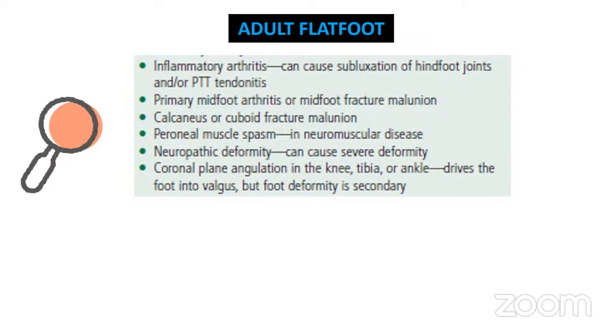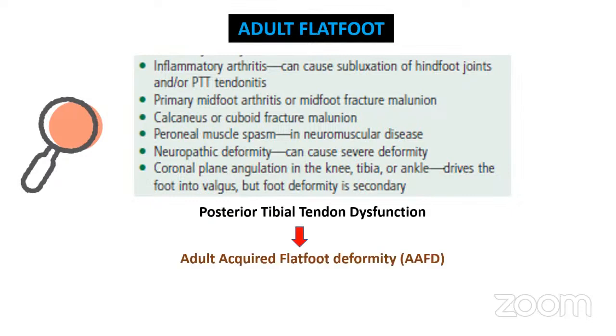Other things we can think of are midfoot arthritis or midfoot fracture malunion, calcaneus and cuboid malunions, peroneal spasm in neuromuscular diseases, neuropathic deformities, and sometimes even coronal plane deformities can also cause this kind of flat foot in adults. But most often, what we are going to deal with here is the posterior tibial tendon and the associated structures on the medial side, which lead to the adult flat foot deformity. The current terminology for this is progressive collapsing foot deformity.